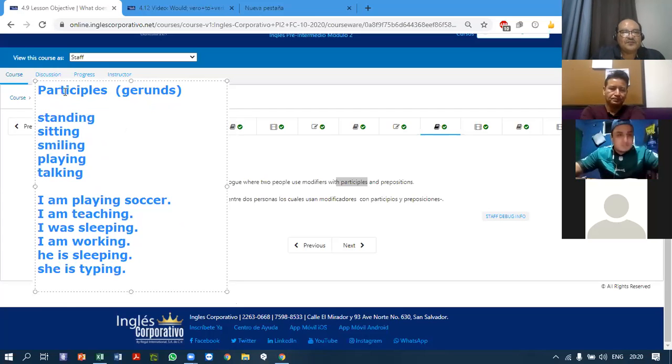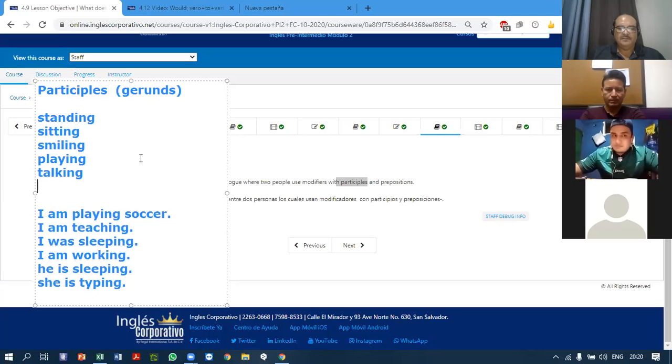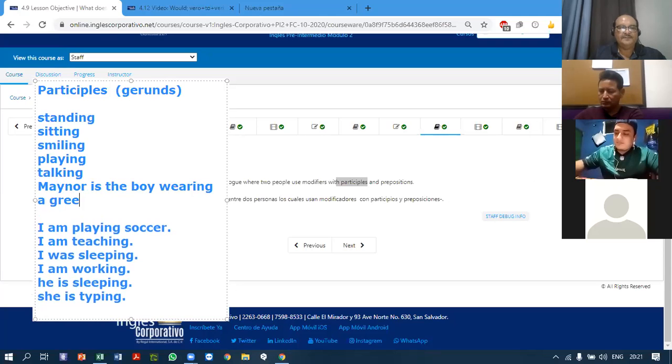Ahora, ¿cuál es la diferencia con los participles? Que estos vienen a ser como unos adjetivos. ¿Ok? Los ing también pueden funcionar como adjetivos. O como, por ejemplo, cuando decimos, Francisco, oh, no, I gave you the example. Minor is the boy wearing a green shirt.